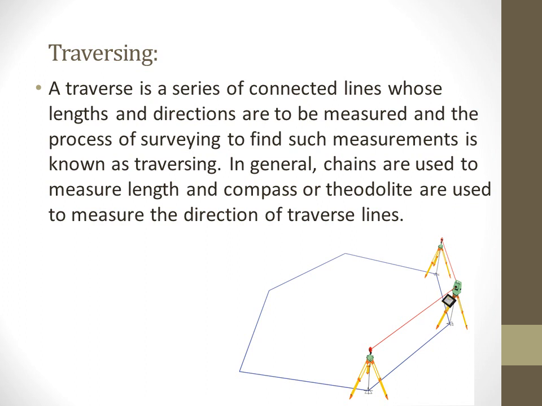The next and the last one is traversing. What is a traverse? A traverse is a series of connected lines whose lengths and directions are to be measured, and the process of surveying to find such measurements is known as traversing. Generally for finding length or distance, chains are used, and to measure the directions of the traverse line we use either a compass or a theodolite. And this one is a diagram for traversing.